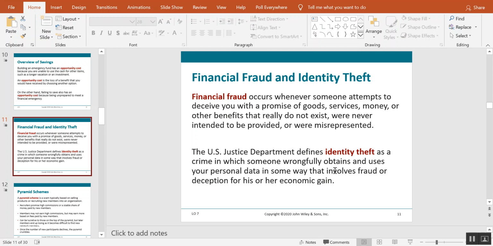Now, identity theft is a little different from financial fraud because this is where somebody will take your identity and pretend to be you. And in that case, they go out and they charge up.